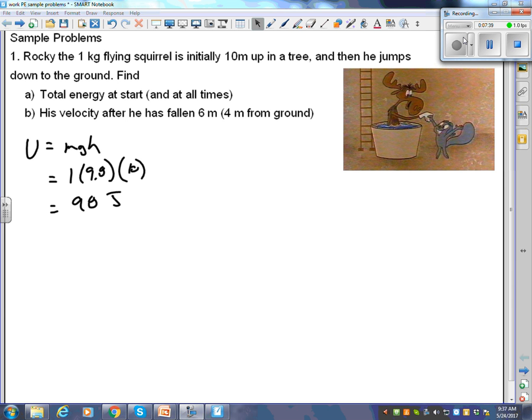Find his velocity after he's fallen 6 meters. Now, you could do it with Vf squared equals Vi squared plus 2ad, but that's so back in the past. Let's try it from an energy standpoint. If he's fallen 6 meters, that means he's 4 meters from the ground. mgh. The mass is 1, 9.8, he is 4 meters. So 9.8 times 4 is 39.2, of course.